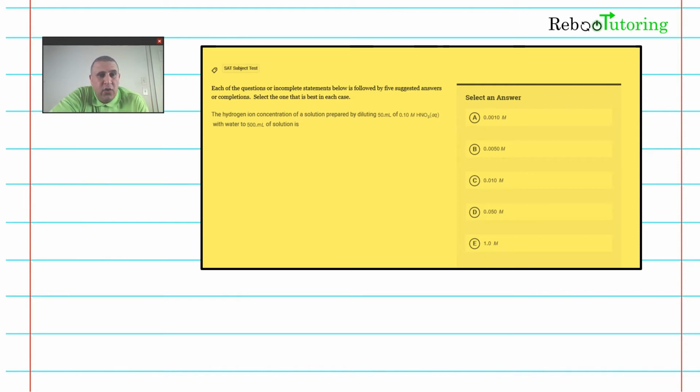Okay, so one thing we need to do first is label what we have. Here we're given volume 1, which is V1, we're given the molarity 1, M1, and we're given the volume 2, which is V2, and we are asked to find molarity 2, M2. And notice that you're trying to find the hydrogen concentration. They're giving you the HNO3 concentration.